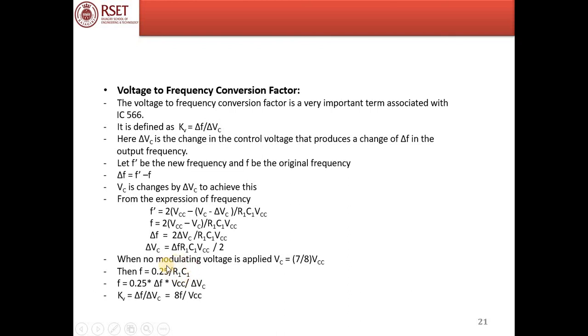Now in this equation F is equal to 0.25 divided by R1 C1. Instead of R1 C1 we are trying to derive an equation for R1 C1. Delta VC equal to delta F into R1 C1 VCC by 2. So from this equation, R1 C1 equal to 2 into delta VC divided by delta F VCC. So here we are applying that value for R1 C1. F is equal to 0.25 by R1 C1. Instead of R1 C1, we are applying 2 into delta VC by delta F VCC.